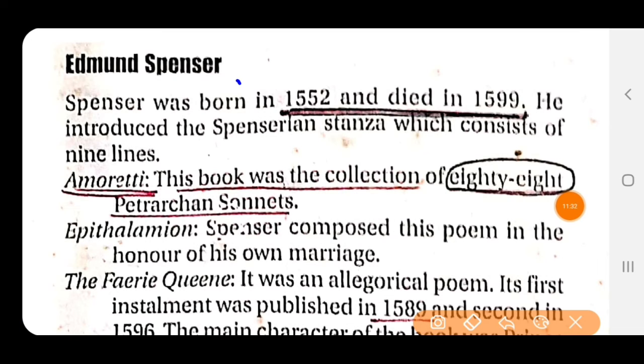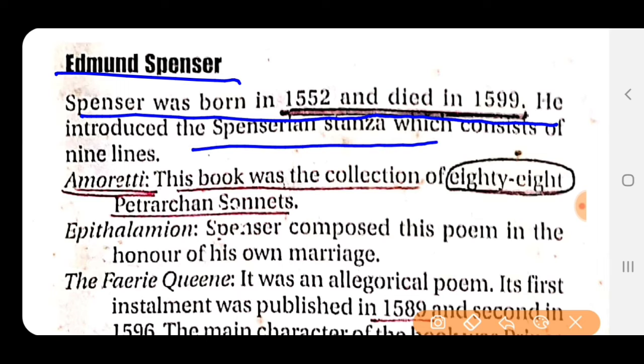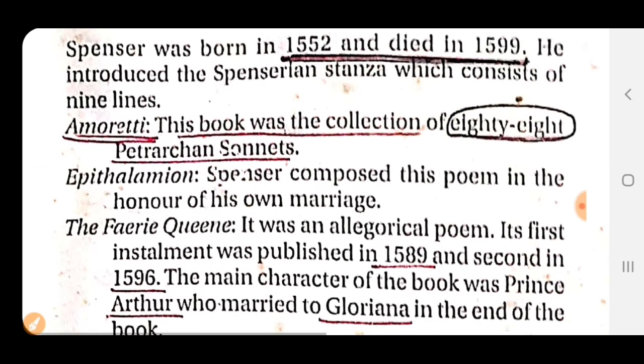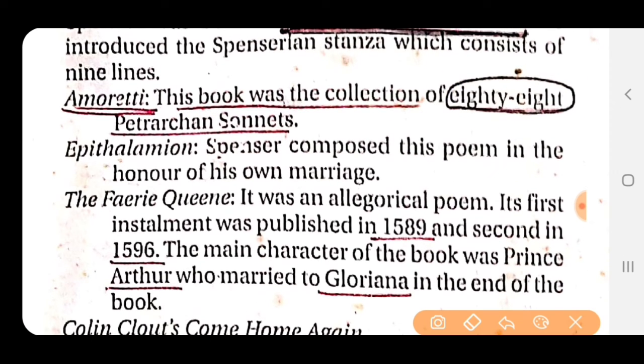Edmund Spenser. Spenser was born in 1552 and died in 1599. He introduced the Spenserian stanza, which consisted of 9 lines. Amoretti. This book was a collection of 88 Petrarchan sonnets. Epithalamion. Spenser composed this poem in honor of his own marriage.